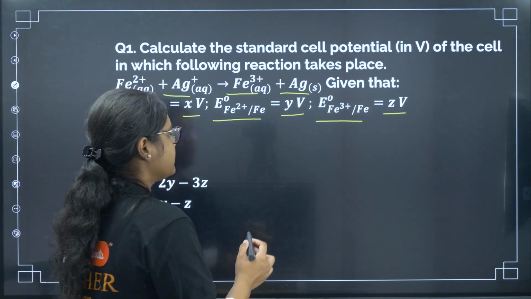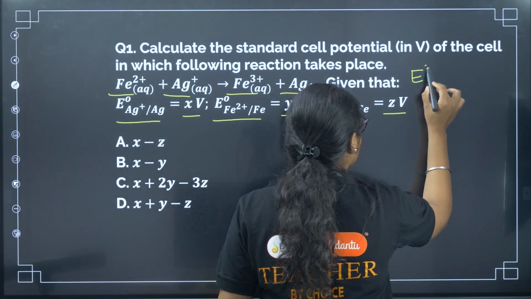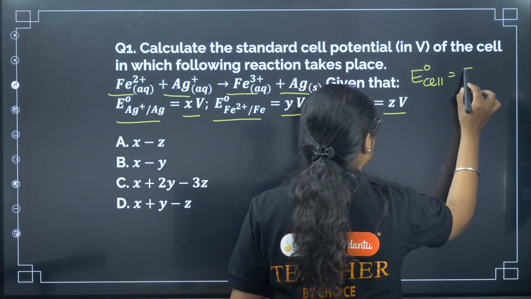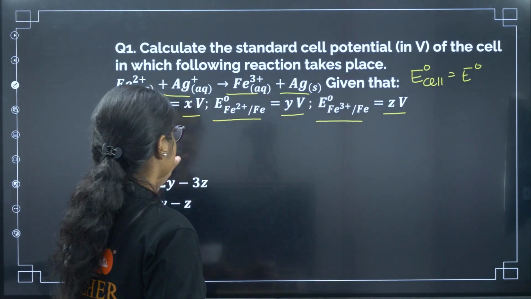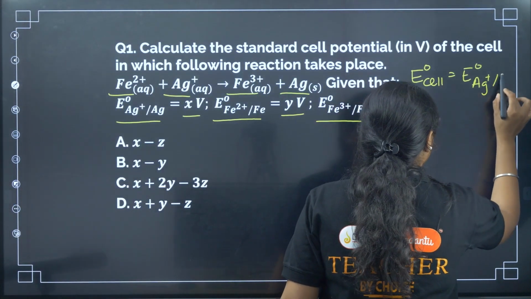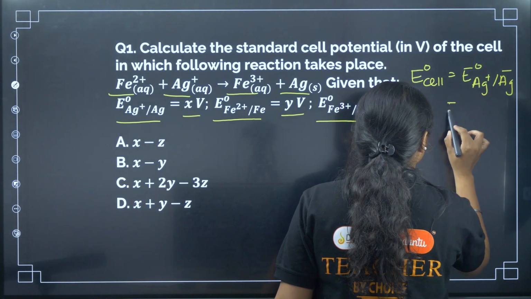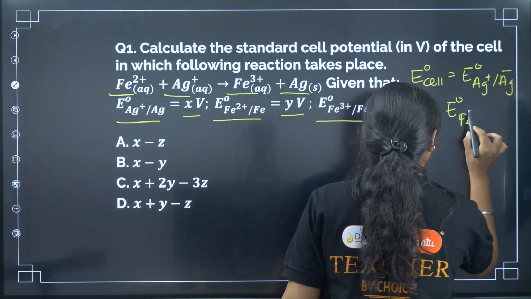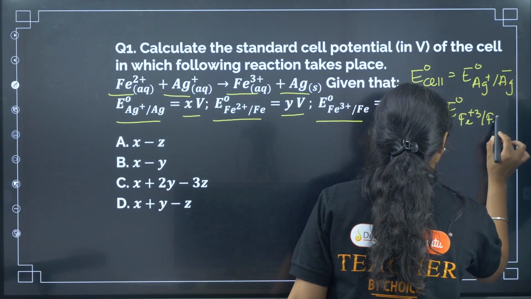Now we have to calculate the E naught of the cell. So E naught of the cell is equal to E naught of cathode. So which is the cathode here, which is undergoing reduction, that is Ag+ to Ag, minus E naught of anode, that is your Fe3+ to Fe2+, right?